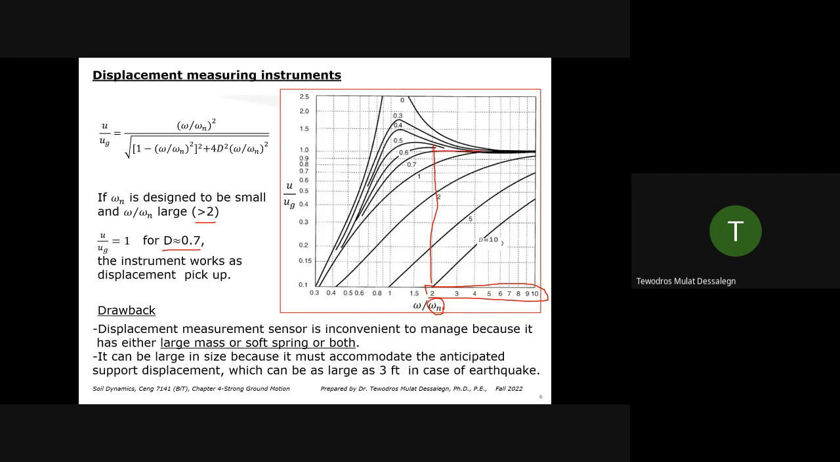So you see this, it's getting constant. For a damping value of about 0.7, and with a frequency ratio larger than 2, the U by UG remains constant, a value of 1. So if we select an instrument, purposely make the damping ratio 0.7, and purposely we design our stiffness so this frequency ratio is larger than 2, then whatever record we get on that instrument, the mass displacement is the same as the ground displacement.